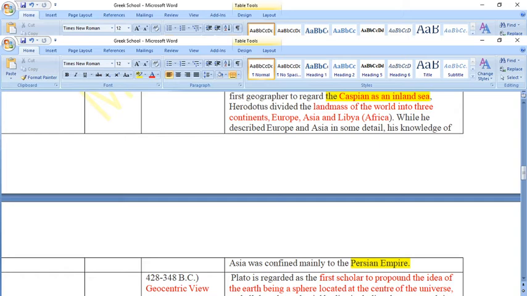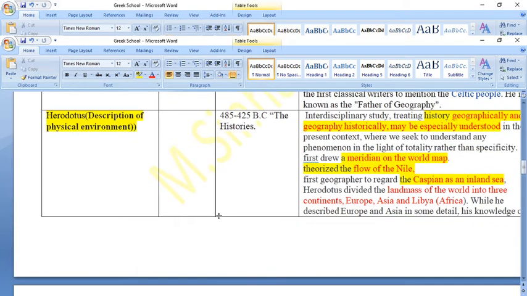You know, when we are talking about Herodotus, the geopolitical or political geographical attributes are very important, because this type of concept was first proposed by Herodotus.